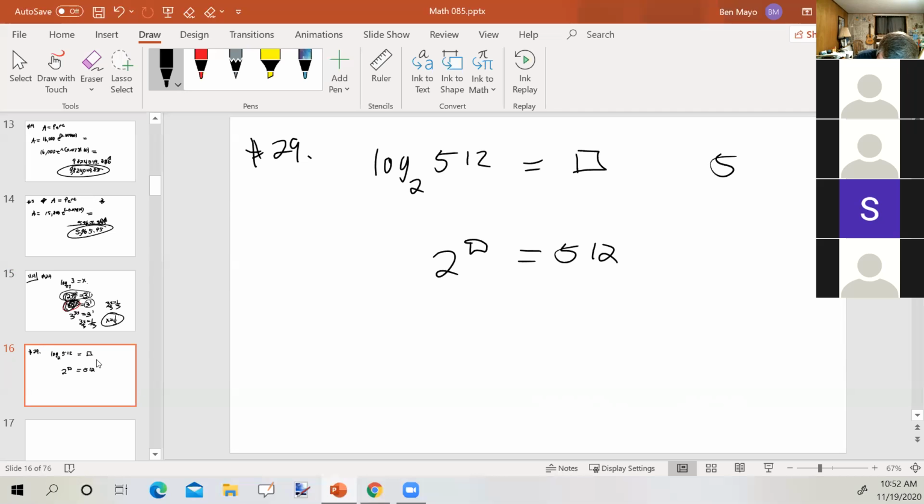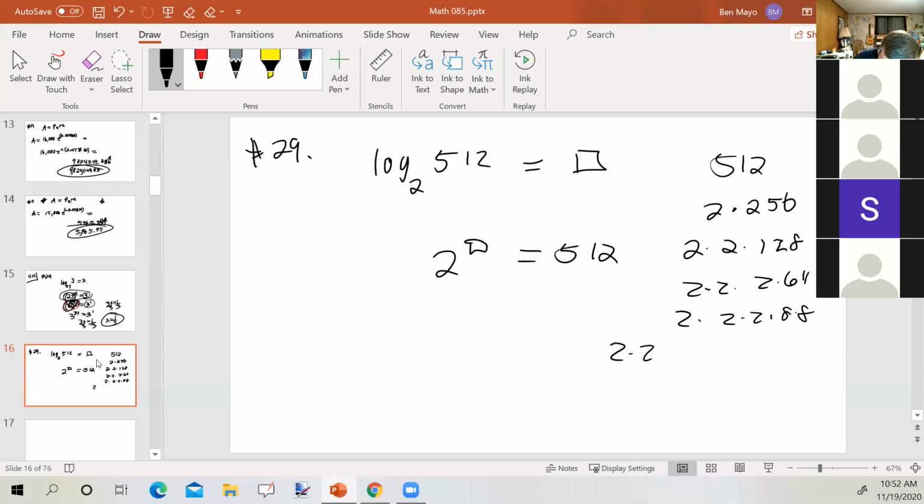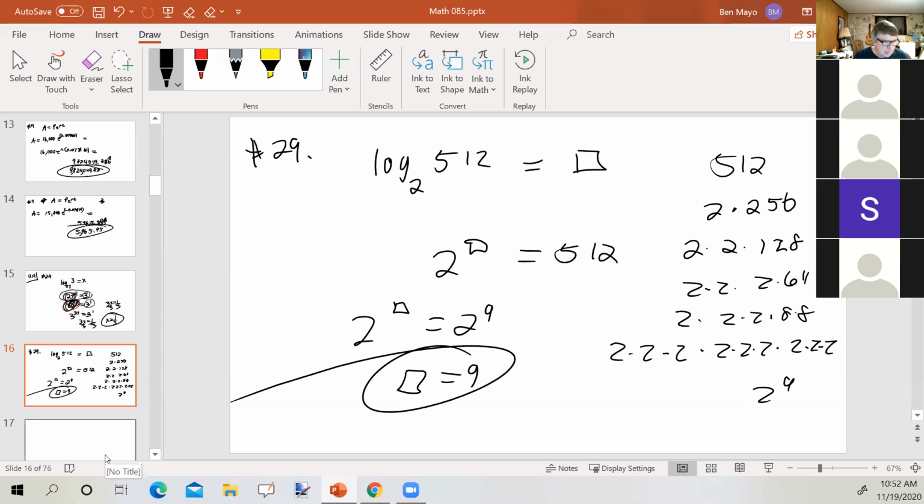Well, 512 is 2 times 256, which is 2 times 2 times 128, which is 2 times 2 times 2 times 64, and so on, down to 2 to the 9th power. So 2 to the box equals 2 to the 9th power. So the box equals 9.